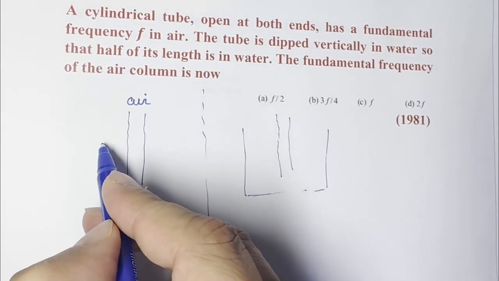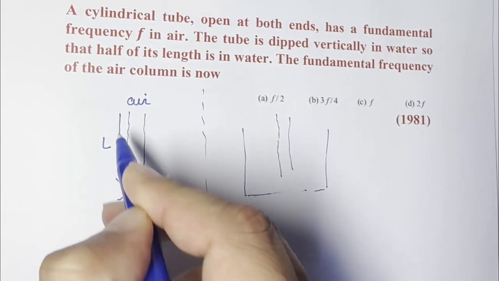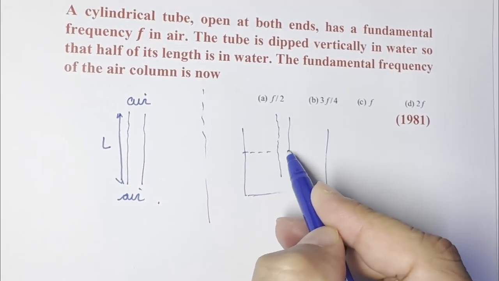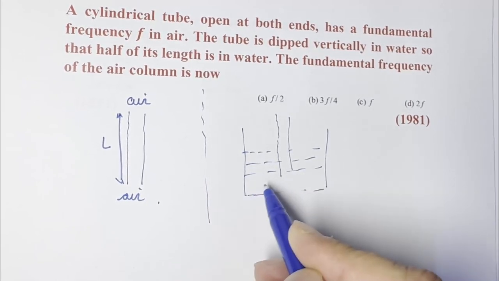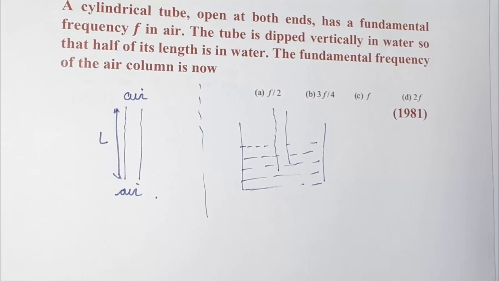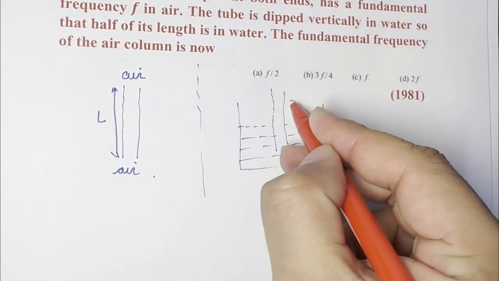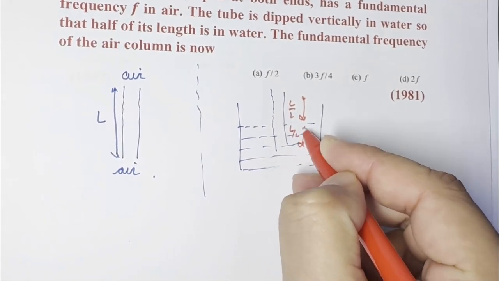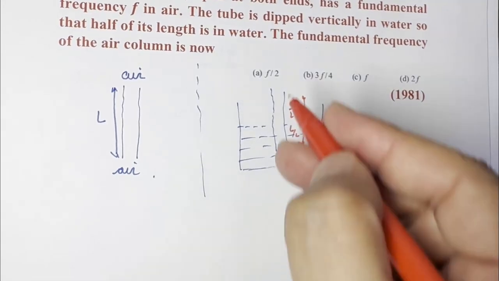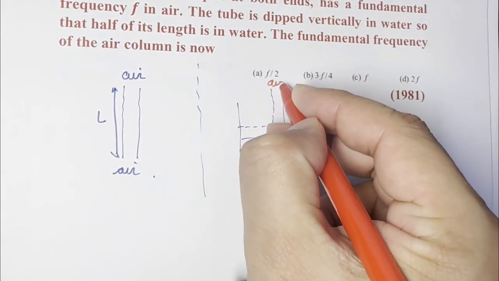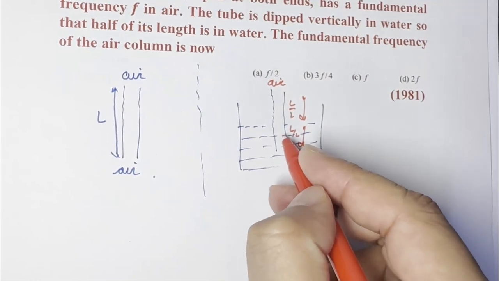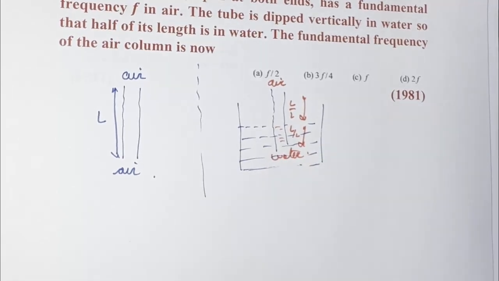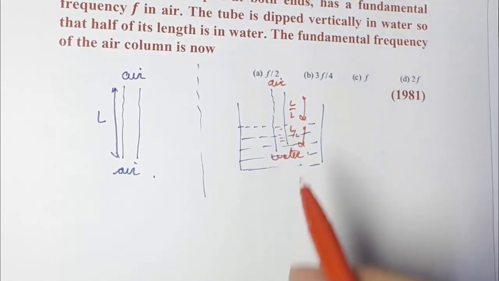So the total length is suppose L. If half of its length is dipped, this is the liquid, and now L by 2 will be in the air and L by 2 will be in the water. So in this case, we are going to have air at one end and the other end will be filled with water. And the total length is L.